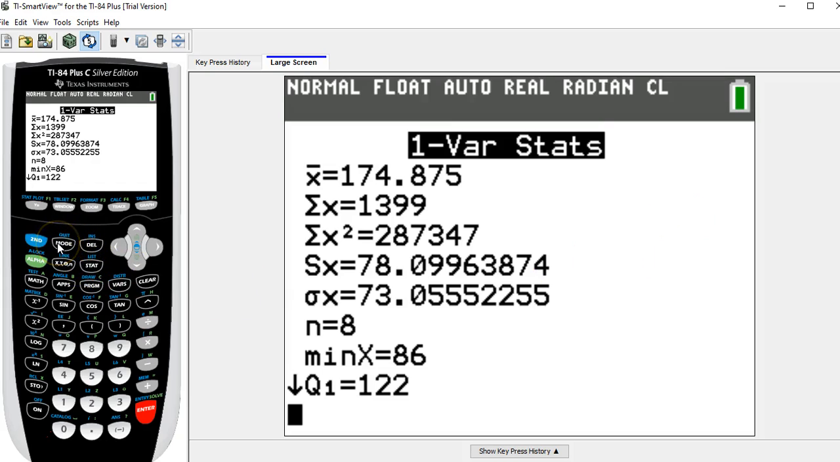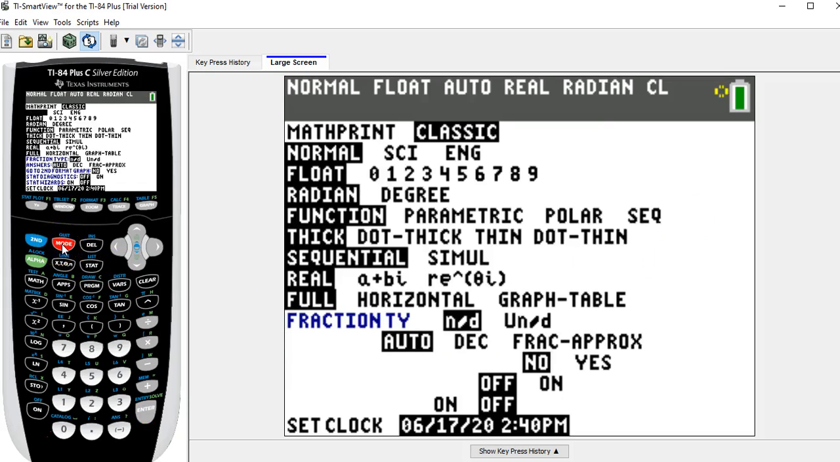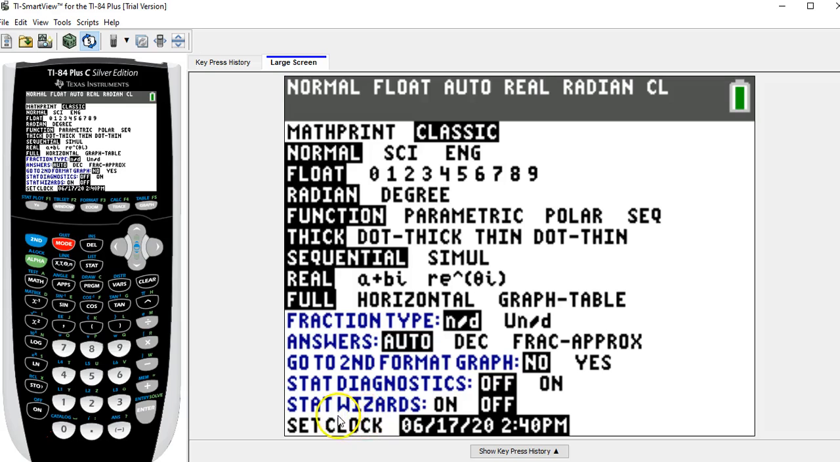Now let me just show you what happens if the stat wizard is on. If I go to mode here, you see down towards the bottom, stat wizard on, off. Mine is off right now. I'm going to turn it on just so you can see what can happen. Arrowing down to the stat wizard. Okay, so now I'm there. Now I'm going to click on. So now it's on. Second, quit to get out of there.